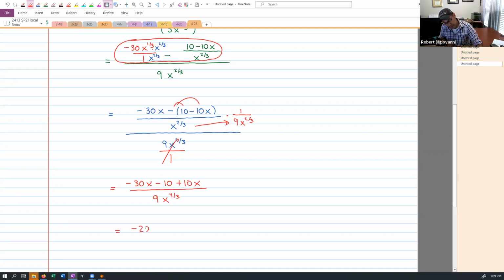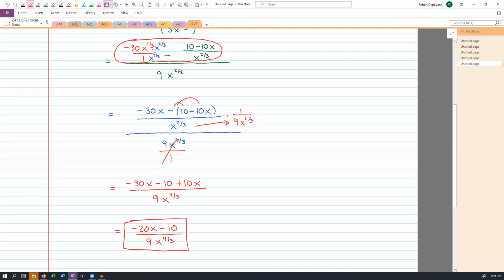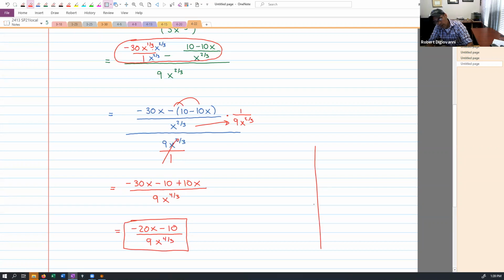Negative 20x minus 10 over 9x to the 4/3. And I think that's about as pretty as it's going to get right there. I get to a point where I'm okay setting that equal to 0 now, and I'm okay looking at that and figuring out where it's undefined. So now that's the step I need. Where is the second derivative equal to 0? Where does the second derivative not exist?